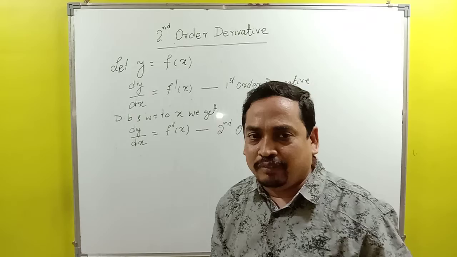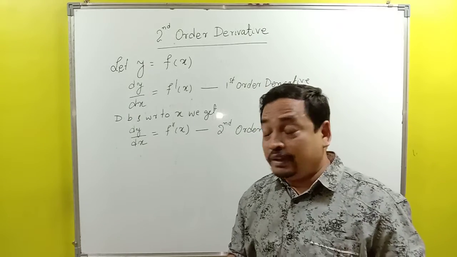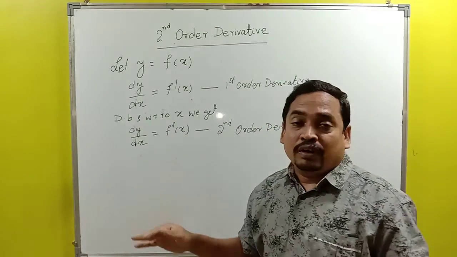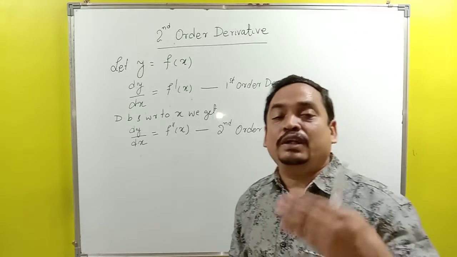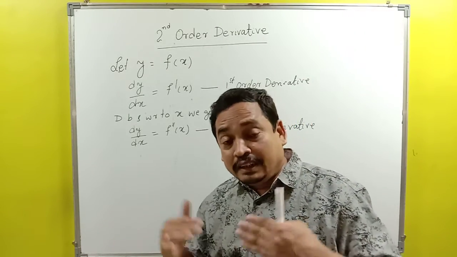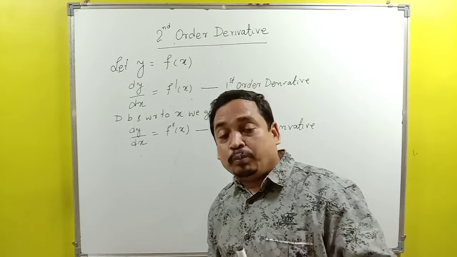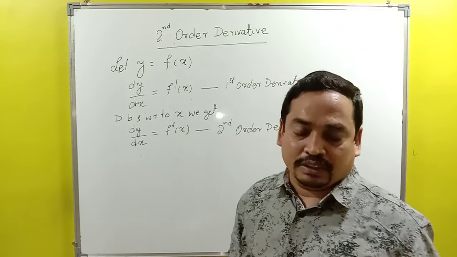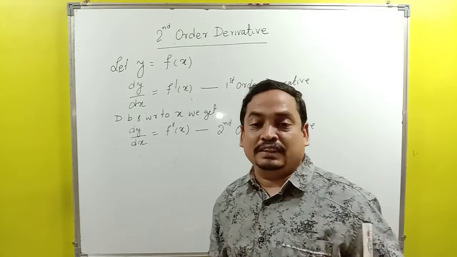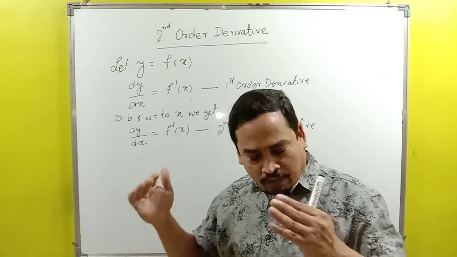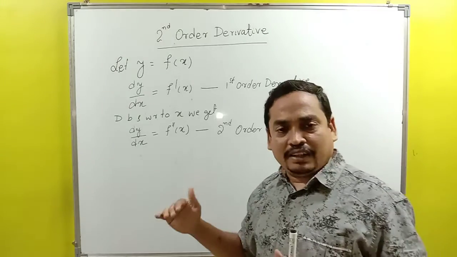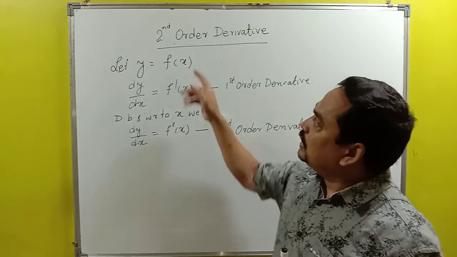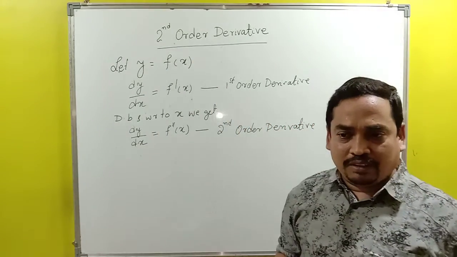Similarly, if you do the differentiation once more, that will be known as third order. If you do it the fourth time, it is known as fourth order. In this way, you can go for nth order differentiation. In higher classes, you will do nth order differentiation. But at our level in class 12th, we will study only the second order derivative.